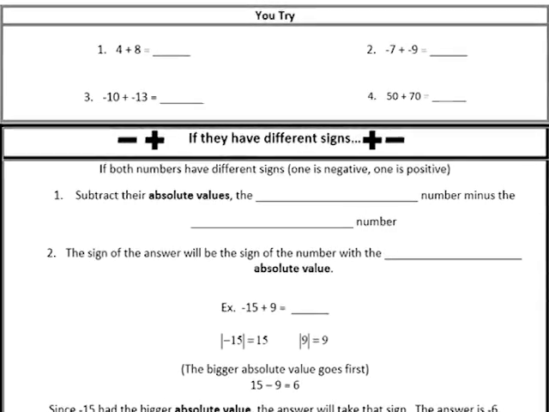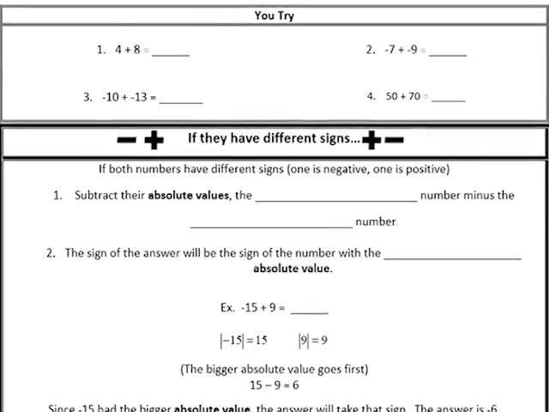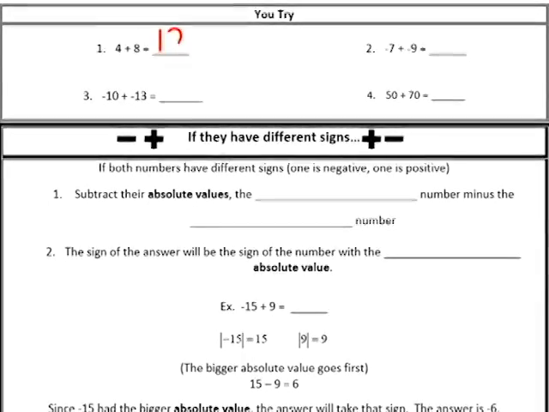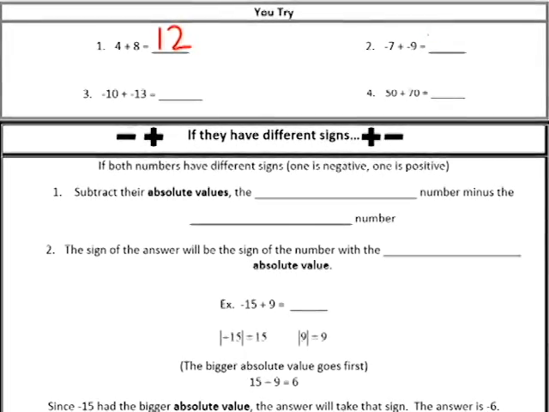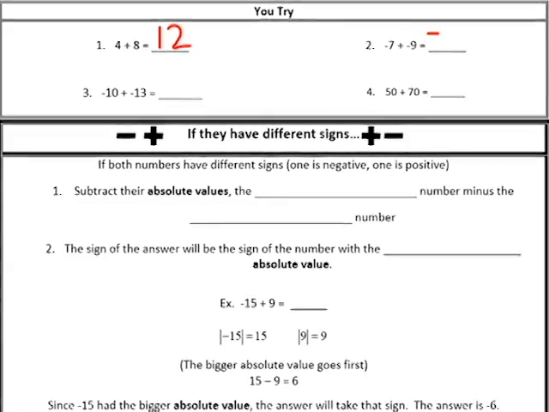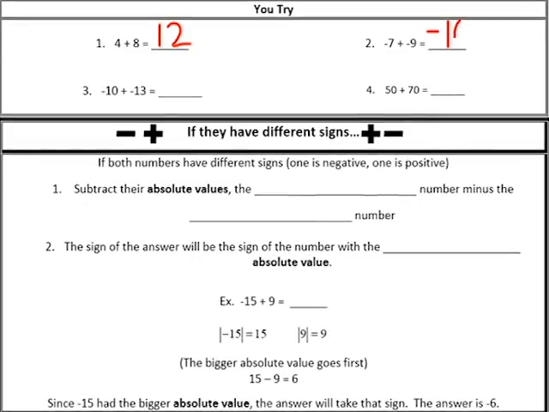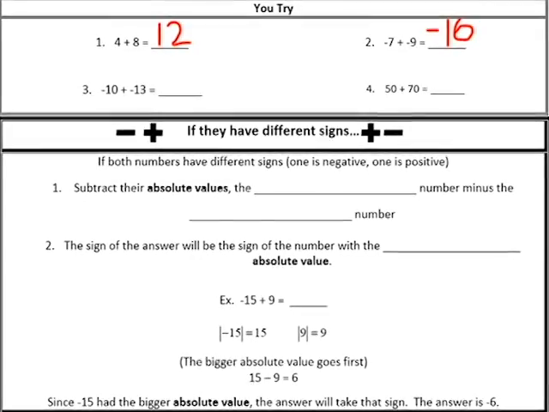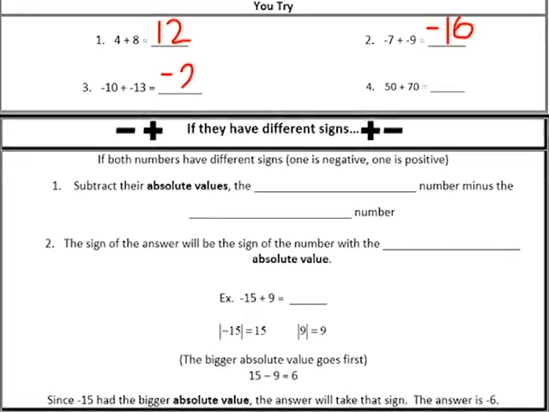Pause. Welcome back. I'll go through these really quick. Same sign, add them up, you get 12. Positive. Both are negative, so before I even calculate anything, I know my answer is negative. 7 plus 9 is 16, so I get -16. -10 plus -13, I know it's going to be negative. 10 plus 13 is 23.